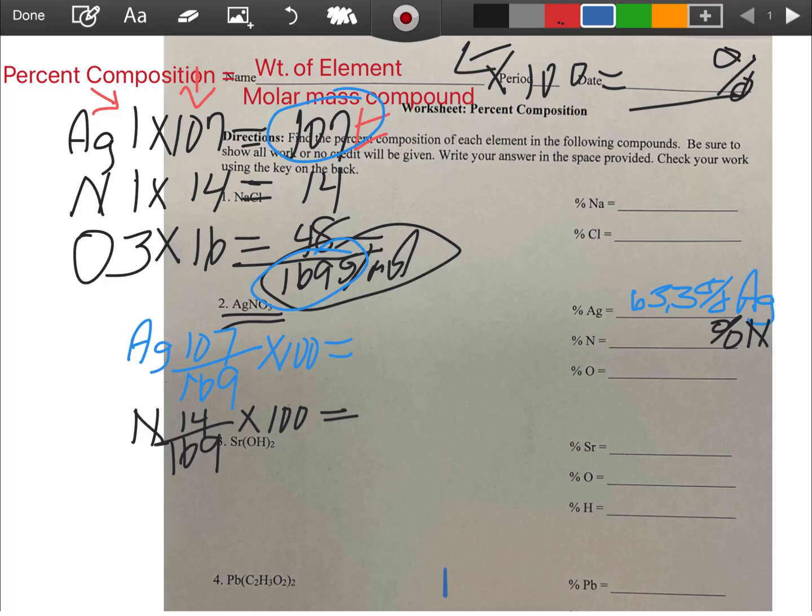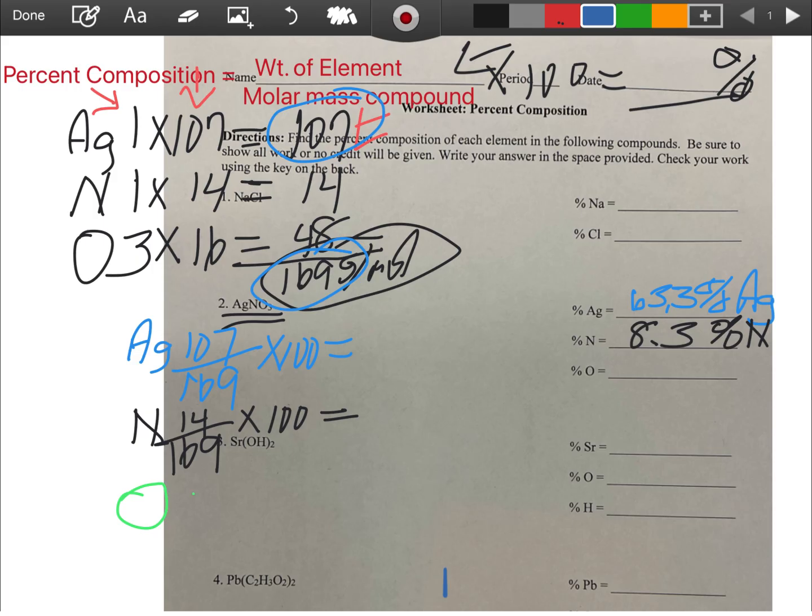14 divided by 169, equal, and then times 100. 8.3. Very good. Because you have, wait, not 8.3. You have, okay, wait. Yeah, you can round it off to 8.3 because you have 8.28, and that can round off to 8.3. Very good. Percent of nitrogen. Okay? And now let's do oxygen.